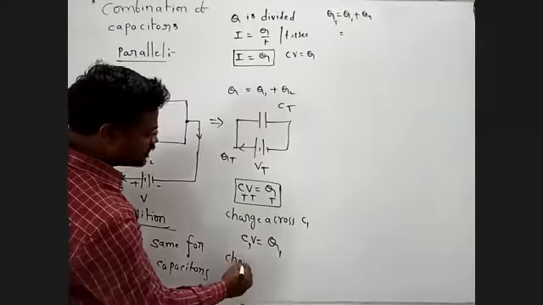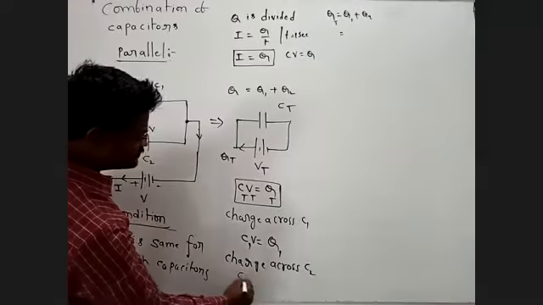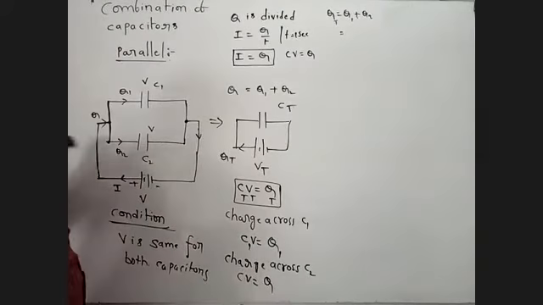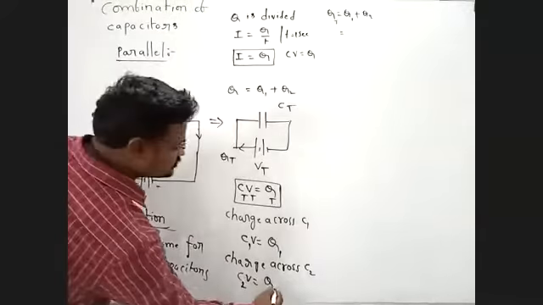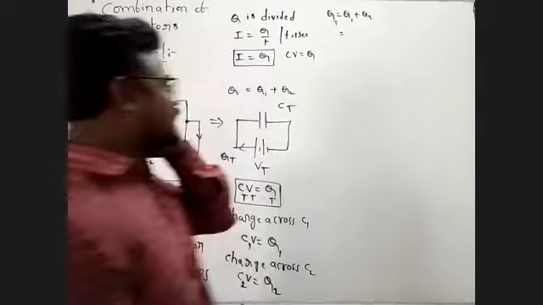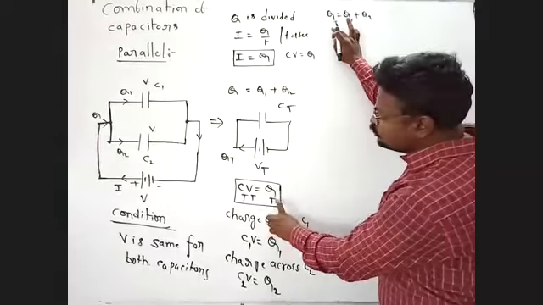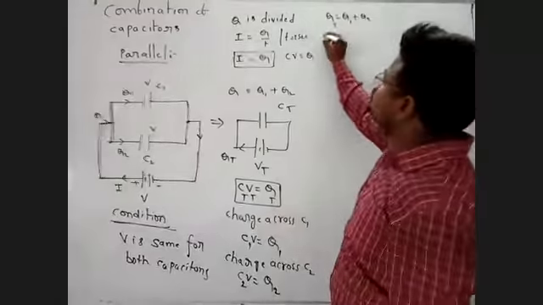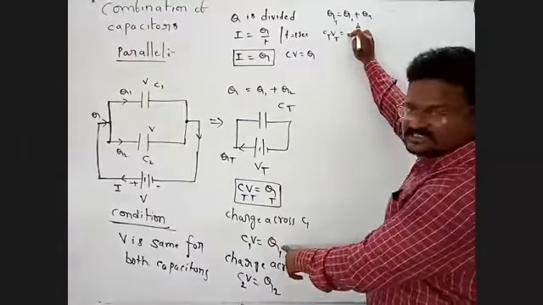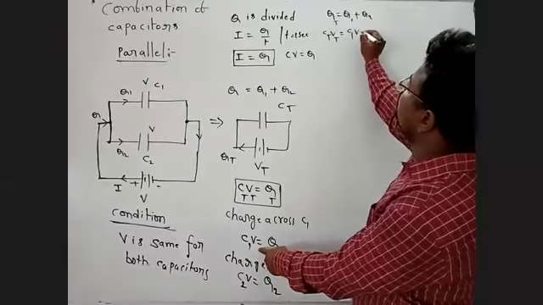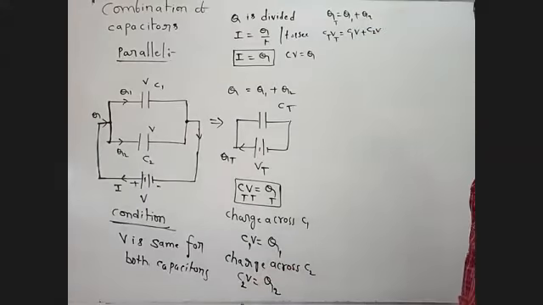Next, the charge across the C2 capacitor. CV is equal to Q, the general formula. The capacitance is C2, the voltage is V, and the charge is Q2. Now in this formula, Q total is equal to C total V total. Q1 is C1V, and Q2 is equal to C2V. This is the formula.